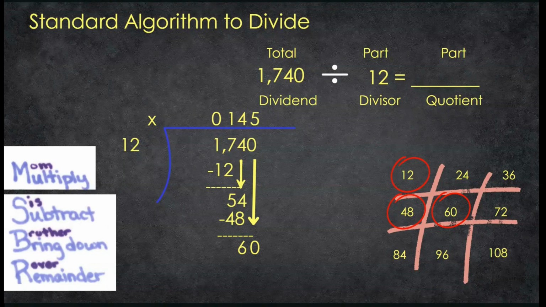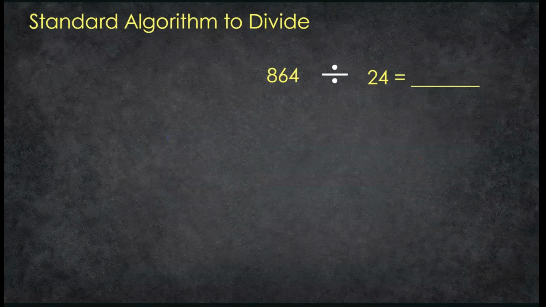And then I multiply it out. 12 times 5 is 60. I subtract it. And that gives me a difference of 0. So I do not have a remainder, so I do not need to show that in my quotient. So my answer is 145.